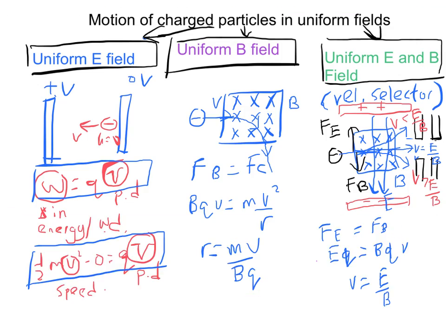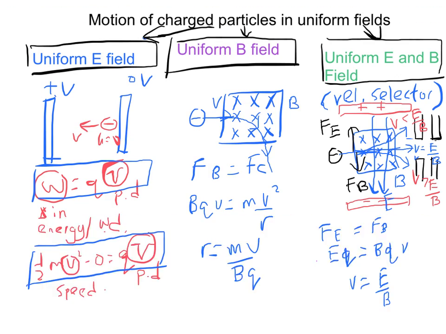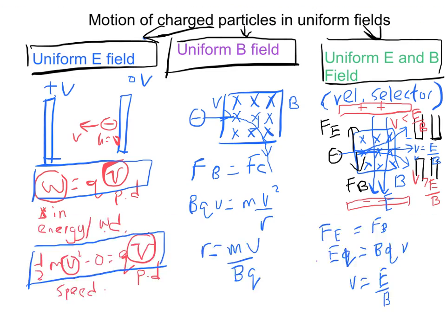But if the speed is less than E over B, your Fe again doesn't change, but Fb will decrease. So Fb will be smaller than Fe, Fe will be bigger, and it curves upwards. Then this speed will be less than E over B. So you need to be able to predict which one is moving faster or slower when it curves up or down.